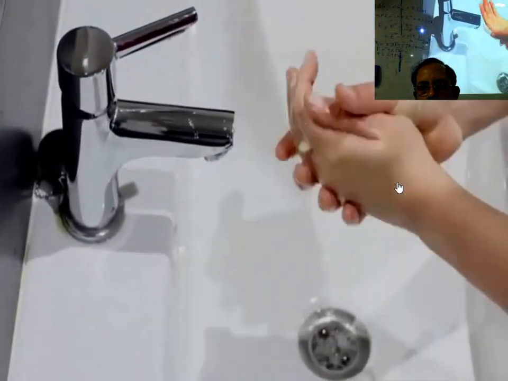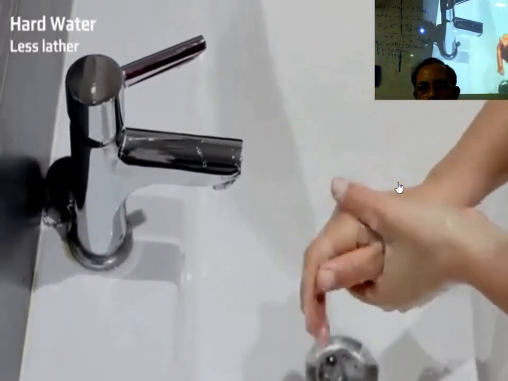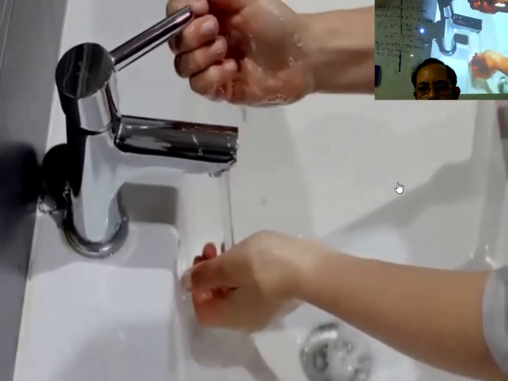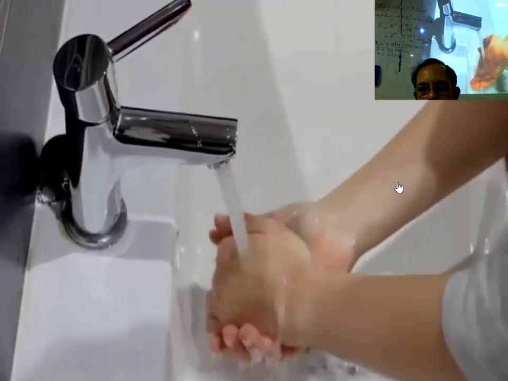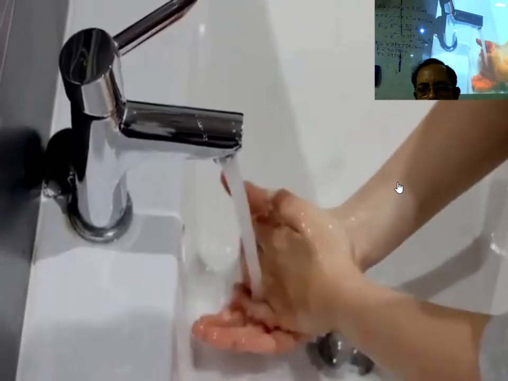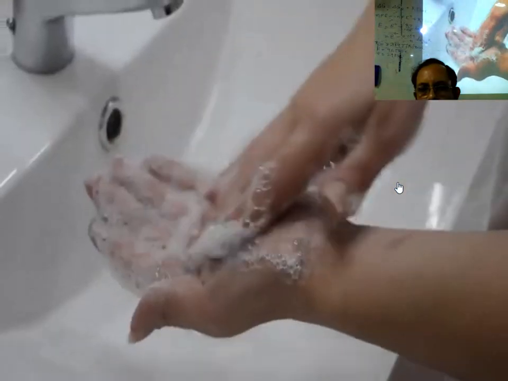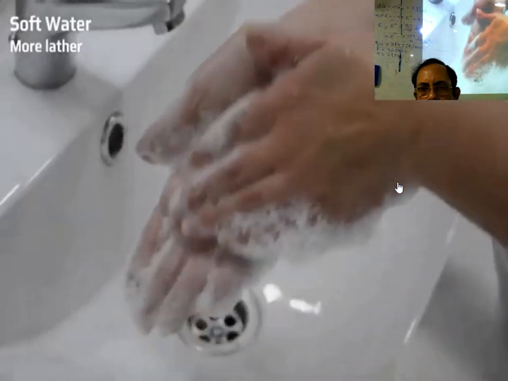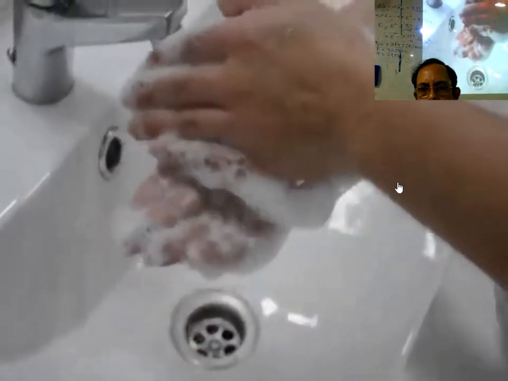Another way to tell if water is hard is if it doesn't form lather well. This failure to lather is due to the reaction between calcium and magnesium ions and soap molecules. The resulting molecules are insoluble in water and remain at the surface. Less soap molecules means less lather.